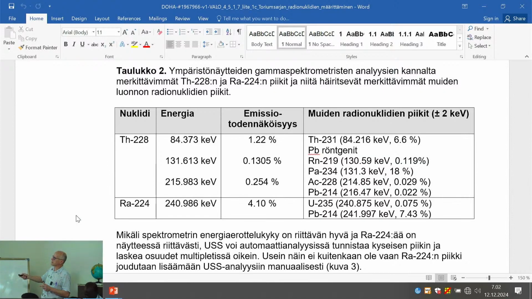So in this case, the emission probability is 1.22%, which is very small. And in addition to that, there are less X-rays. These peaks here, emission probability is very low, and a lot of other nuclei present. So we cannot analyze thorium-228 as such.